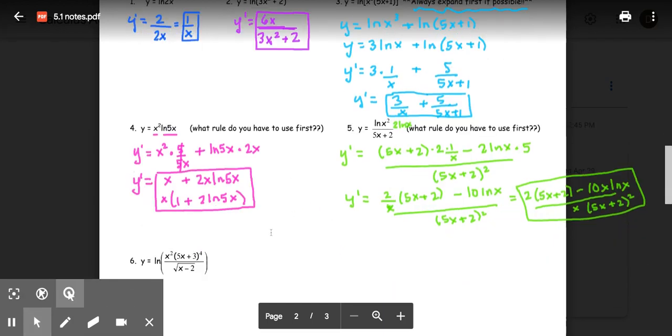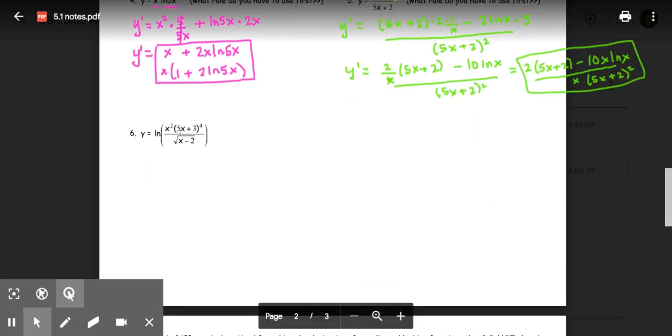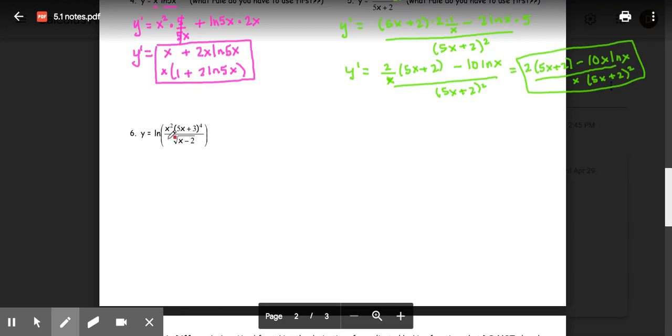Okay, moving down. All right, number 6. What do you think you should do with this first? Definitely don't want to derive it the way it is right now. You should do what first? Okay, yeah, when you can, you expand it.